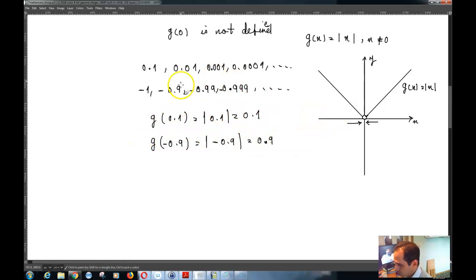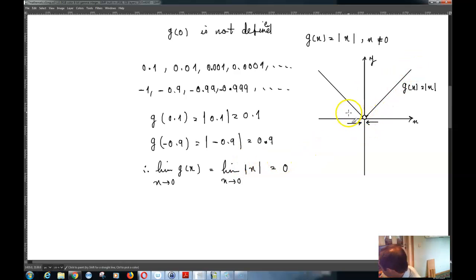And when you get closer and closer to 0 from both sides, you can see that as you get closer, y is getting closer to 0. So we say that the limit of g of x as x tends to 0, which is the limit of the absolute value of x as x tends to 0, is equal to 0. And of course you can see that on the graph of the function, the same thing is actually happening here.